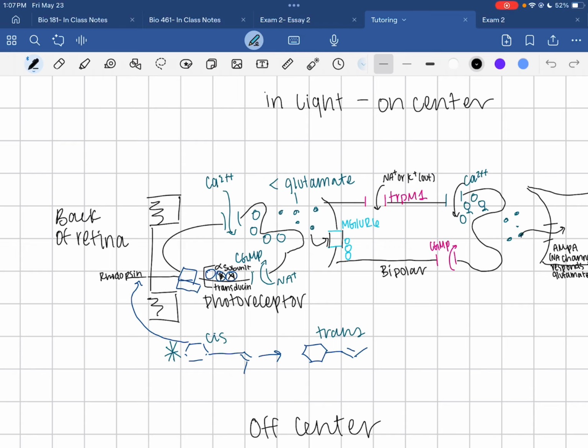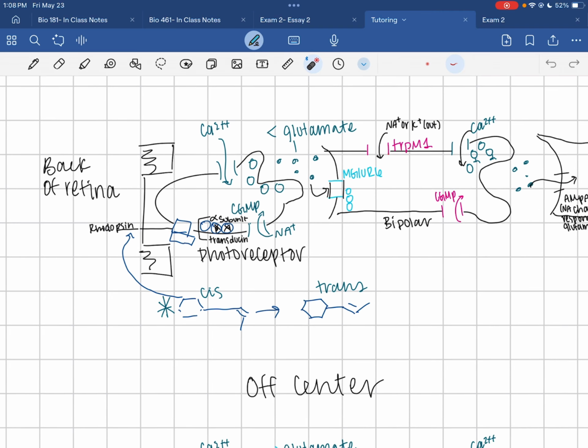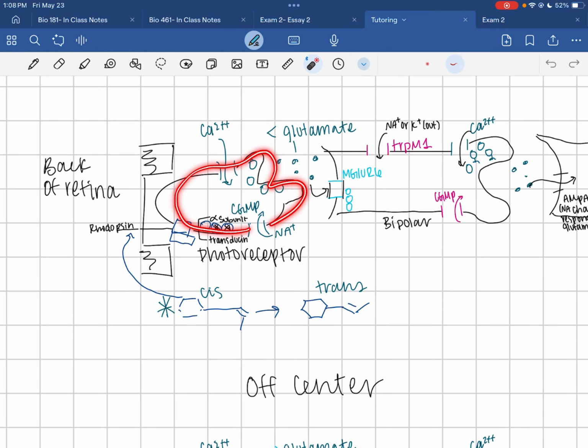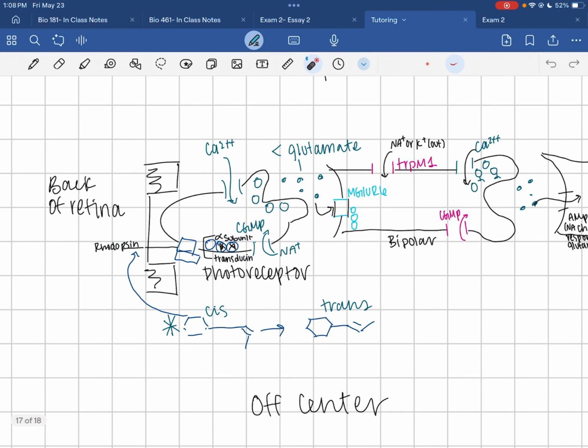So, photoreceptors. This is our photoreceptor here, and then we have our bipolar cell, and then this is our ganglion cell. So this is the photoreceptor right here, and this is the back of the retina.